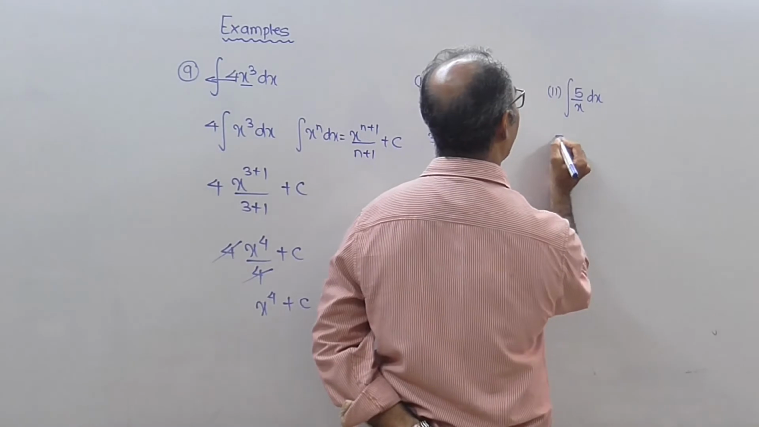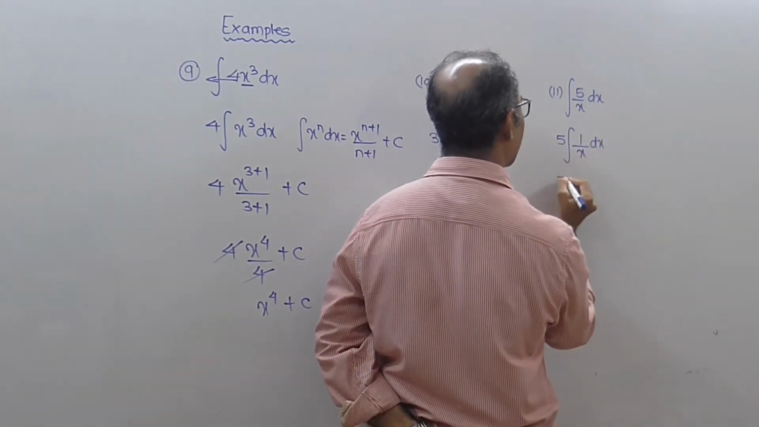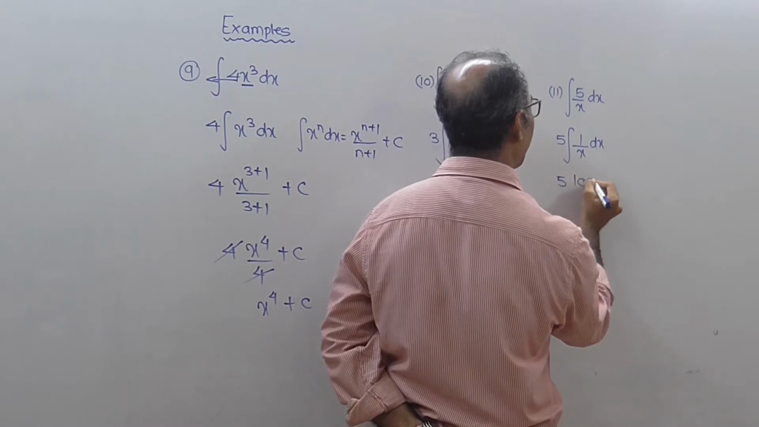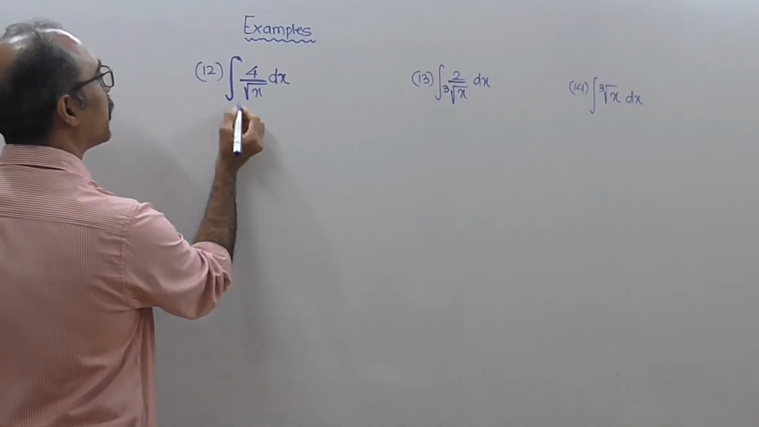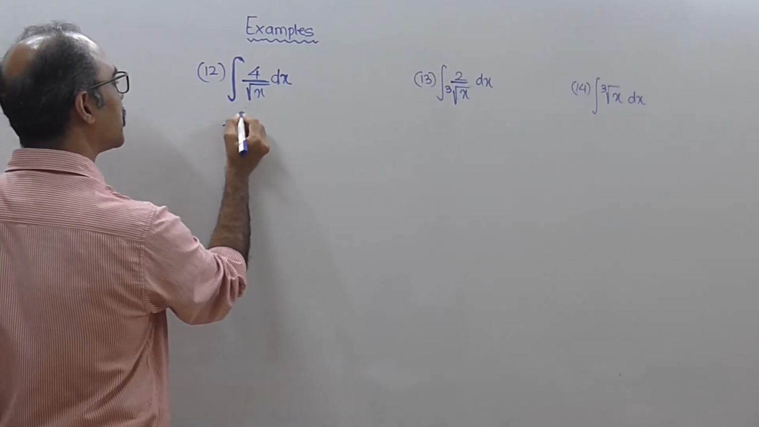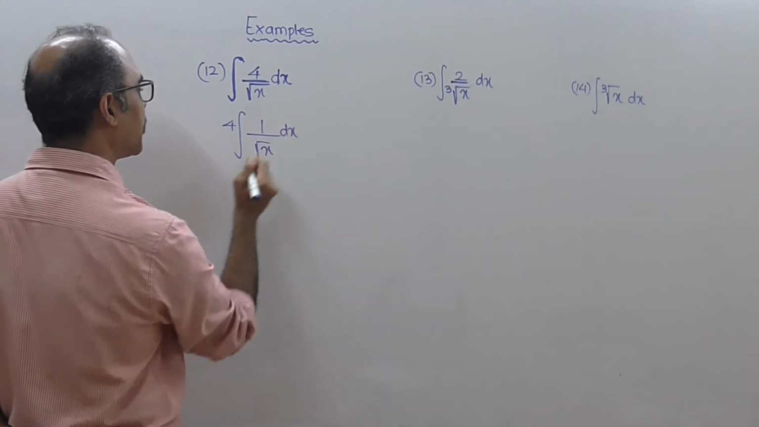In this case, 5 is a constant. Push it out. You have integration 1 upon x dx. Integration of 1 upon x is supposed to be log modulus of x plus c. Sum number 12, integration of 4 upon root x. 4 outside, you get this as 1 upon root of x dx.